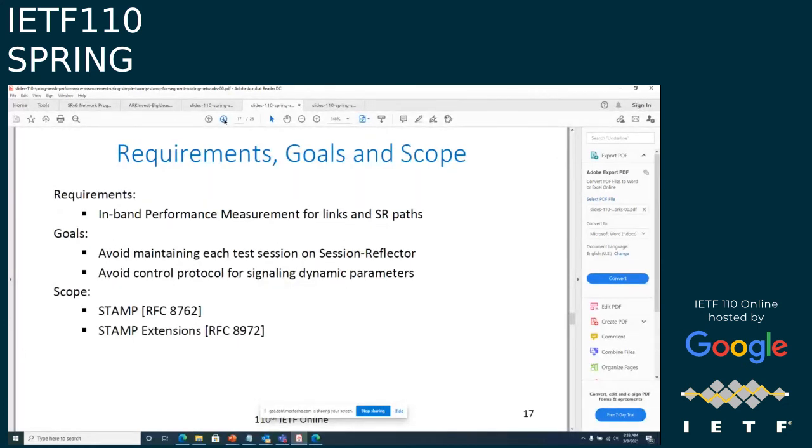So same requirement in-band performance measurement for links and SR paths. The goal is to avoid maintaining test session state on the reflector and the control plane signaling. And the scope is the STAMP extensions, RFC 8762 and 8972. Next slide, please.